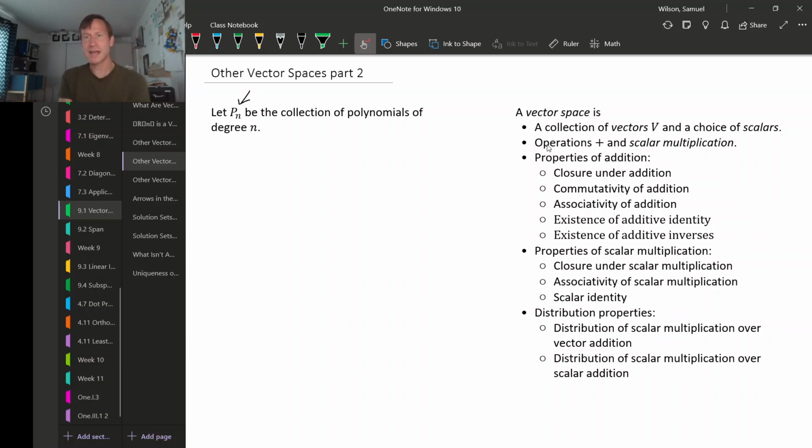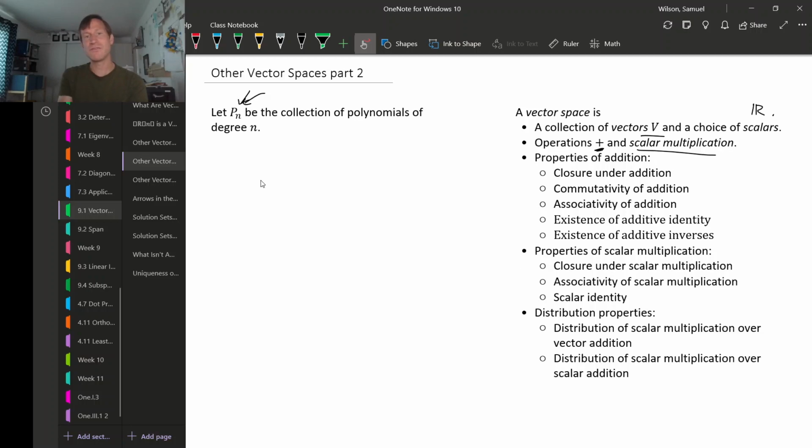So let's check. We definitely have a collection of vectors, right? The collection of all of the polynomials of degree n. And we have a choice of scalars, because as usual, we're going to stick to real numbers. Polynomials come with their own sense of addition and multiplication by a real number, because polynomials are functions, and we already know how to add functions and multiply them by constants. So now we can ask about all of these properties.